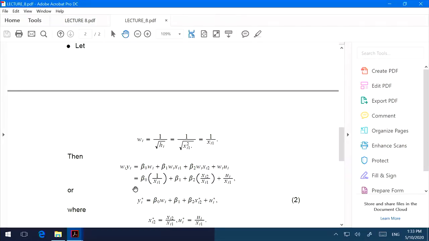So I'll define wi times yi to be yi star. This guy here, 1 on xi1, that's just wi. This is now the intercept, beta 1. And I'll call this variable here, xi2 divided by xi1, I'll call that xi2 star. So this is just the ith observation on x2 divided by the ith observation on x1. And then this is the error term in my transformed model, ui star.